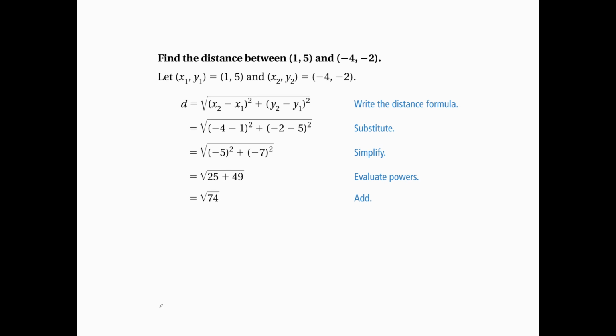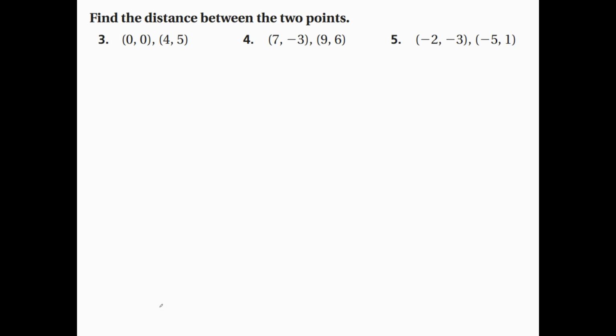All right, evaluate these powers. I have the square root of 74, and the square root of 74 is not an integer. You can put that in your calculator. So you just end up with the square root of 74. All right, that's the distance between those 2 coordinates. All right. So now I'm going to pause the video so that you can practice using the distance formula.